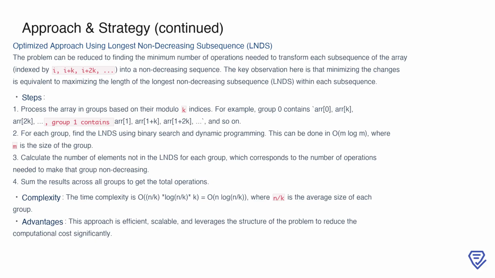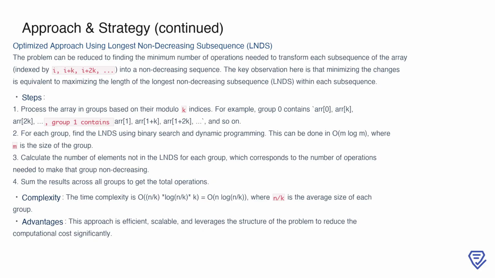A more efficient strategy involves reducing the problem to finding the minimum operations required to transform specific subsequences of the array into non-decreasing sequences. This is where the concept of the longest non-decreasing subsequence, or LNDS, comes into play. The key insight is that minimizing changes in a subsequence is equivalent to maximizing the length of its LNDS. To apply this, we group the array elements using their modulo k indices. For instance, one group might include elements at indices 0, k, 2k, and so on, while another group includes elements at 1, 1 plus k, 1 plus 2k, and so forth.